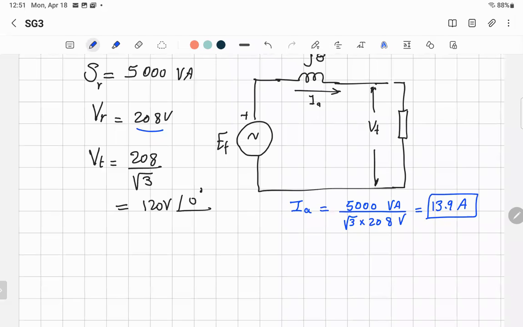I want to find the angle. How do I find the angle? Using the power factor. We did that like 100 times, right? So the angle phi is equal to cosine inverse of the power factor, which is 0.8, given. And if it's lagging, you just put a negative sign. Yes.